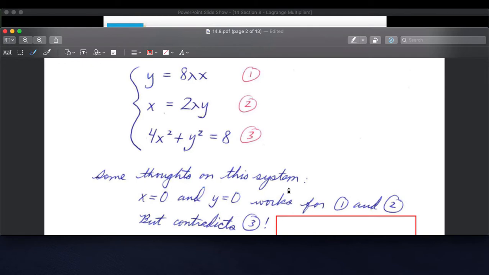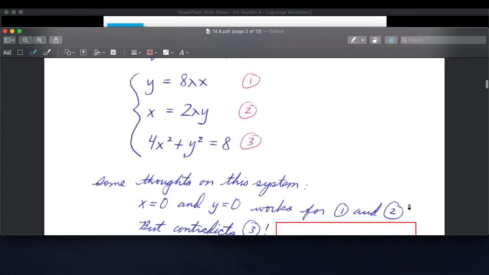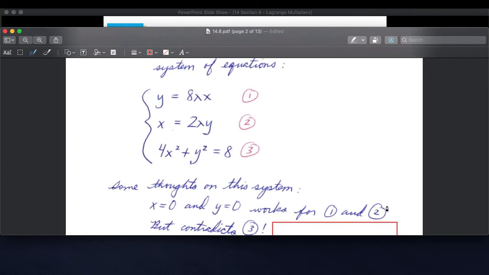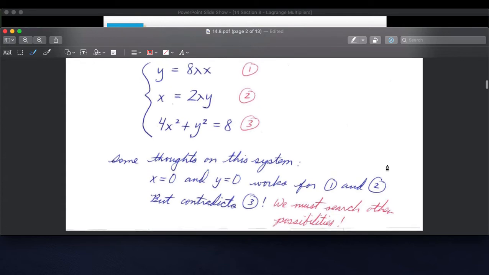So now you might be wondering what the point of checking that was. Well, it's always a good idea to check x equals 0, y equals 0. Those are very easy values to check, and you can quickly see that it's going to contradict something, or you might get lucky and 0, 0 might be one of your points. But because it contradicts the third equation, we actually need to search other possibilities.